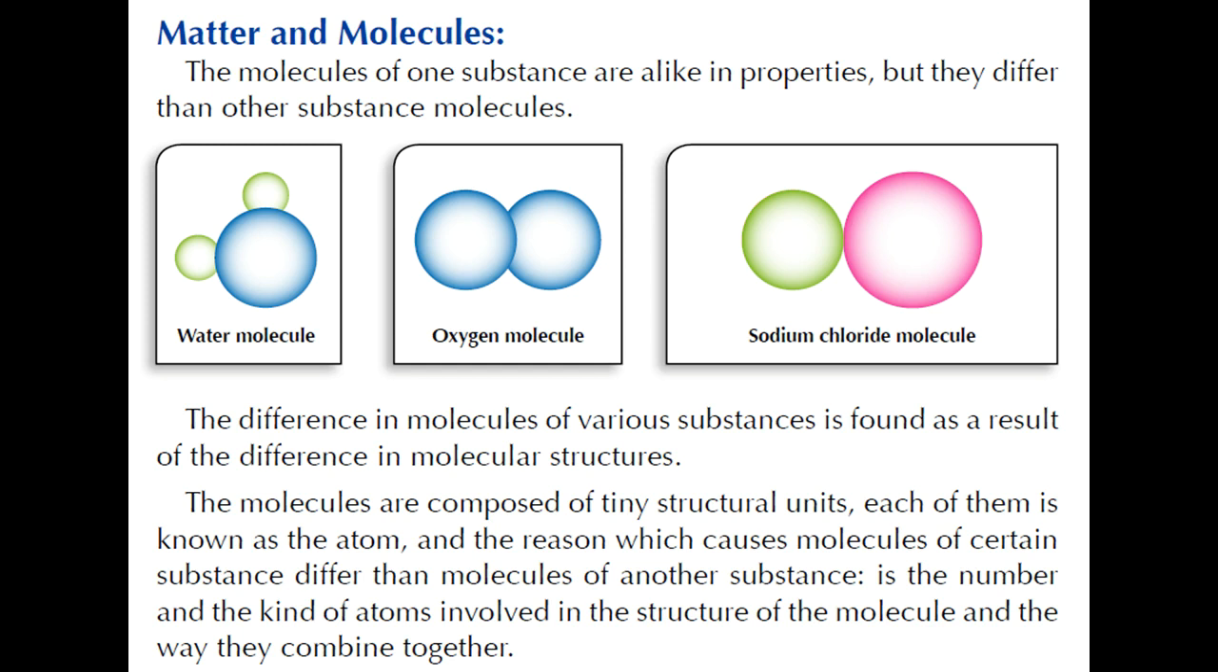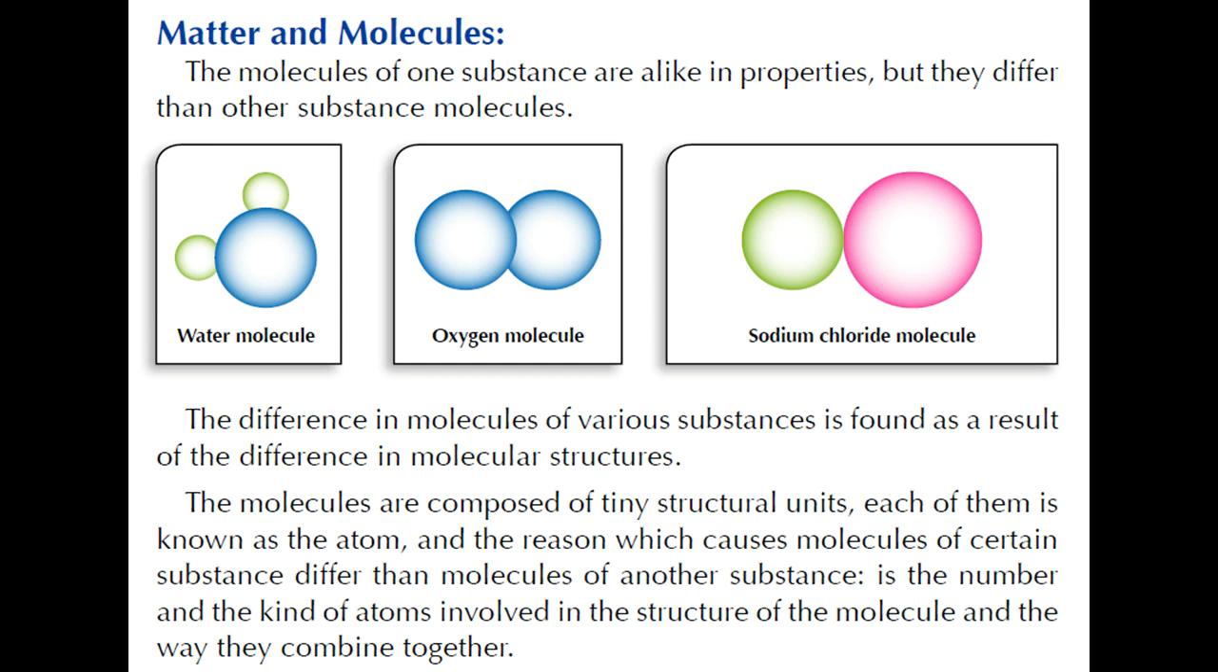Each of them is known as the atom. And the reason which causes molecules of a certain substance to differ from molecules of another is the number and the kind of atoms involved in the structure of the molecule and the way they come together. So the difference in molecules of various substances is found as a result of the difference in molecular structures.